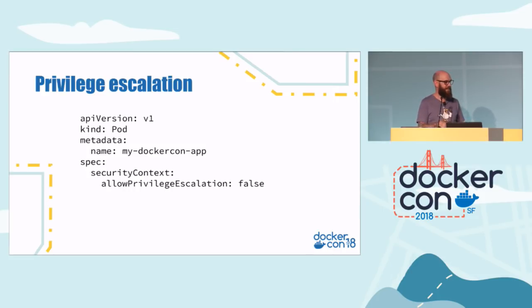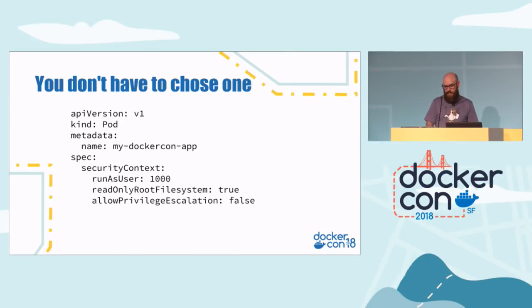By default as well, all these things in Kubernetes are either not set or set to true. So this is by default set to true. So any container, whether it be open source or not, in Kubernetes, you can privilege escalate in it if the possibility is there to do so. And you don't have to choose one of these options. You can choose all three. And this will cover you from a lot of different things.